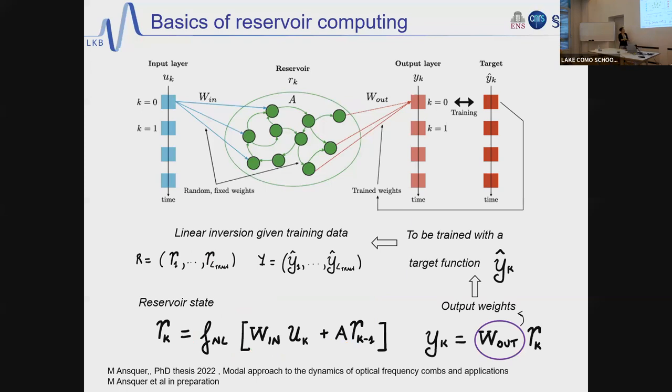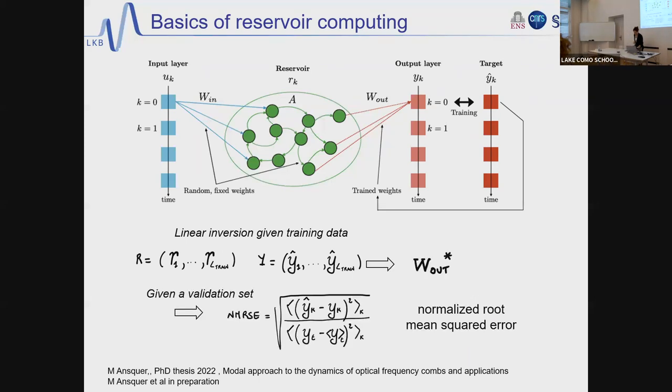The output weights are going to transform the reservoir state in the output layer. Through the output weights, it gives you the value that you want to learn. This output weight has to be trained in order to get the target function, and this can be done just by linear inversion or regression. You have many different ways also, but a very simple one, given a set of training data.